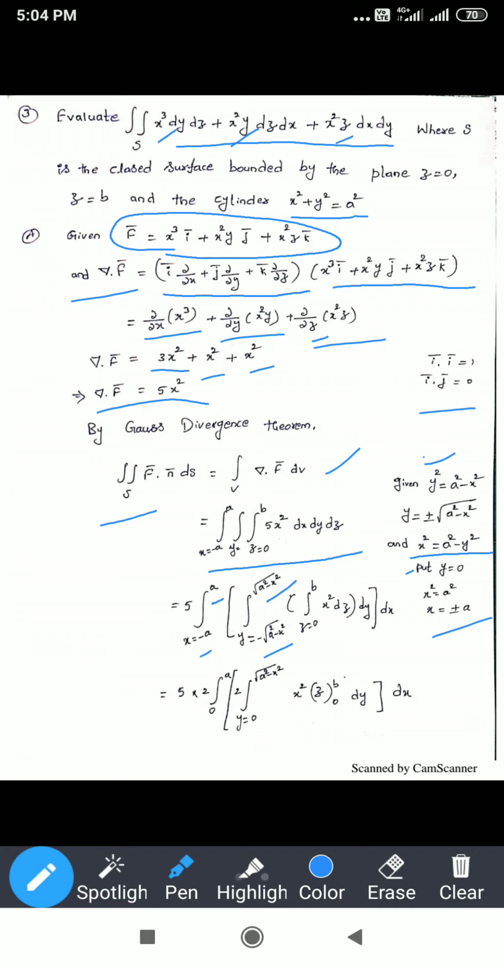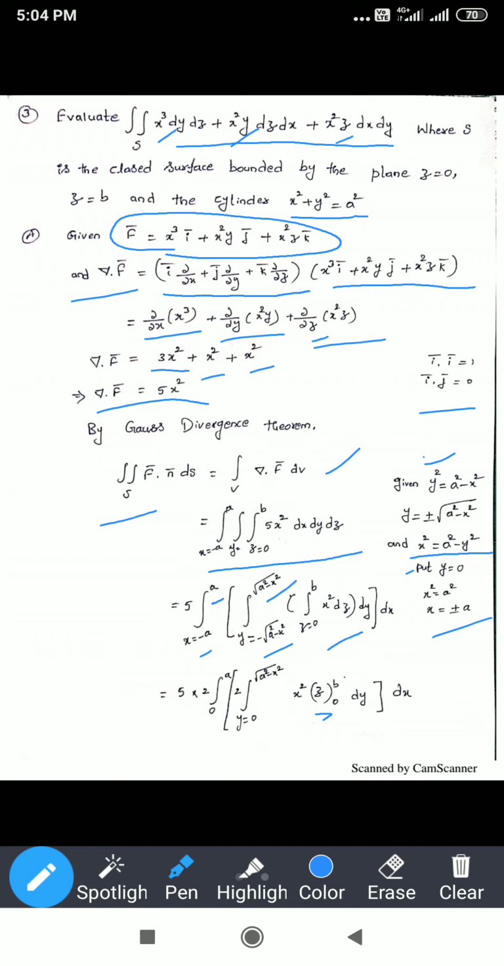So here, first do the integration with respect to z. x square, keep outside. And integral dz means z.